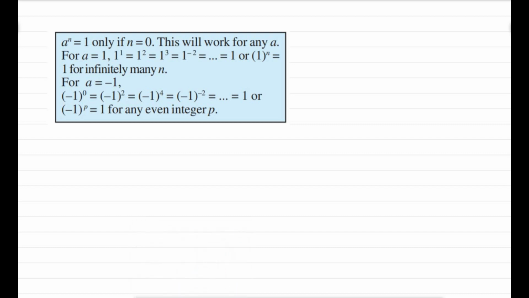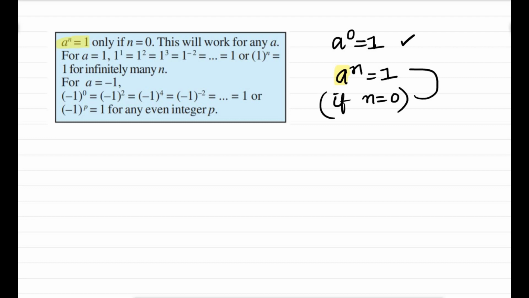Let us discuss another law, that a to the power of 0 is equal to 1. Let us check the properties of this. If a power n is equal to 1, when is this possible? a power n is equal to 1 if n is equal to 0. Only if n is equal to 0 will a power n become 1. That is, a power 0 is equal to 1. So this is possible only if n is equal to 0. Then what should a be?